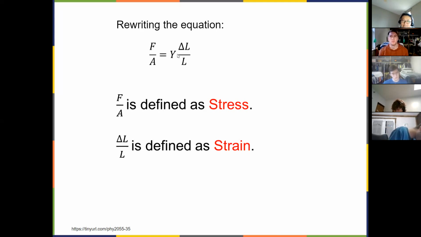And then the other side of the equation, delta L divided by L, is called strain. So stress and strain are proportional to each other. So stress is equal to Y times the strain, okay?